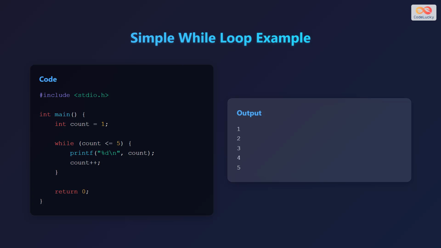Inside the loop, we use the printf function to print the current value of count, followed by a new line. After printing the value, we increment count by 1 using the increment operator. This ensures that the loop will eventually terminate when count becomes greater than 5. The output of this code will be the numbers 1 through 5, each printed on a new line.